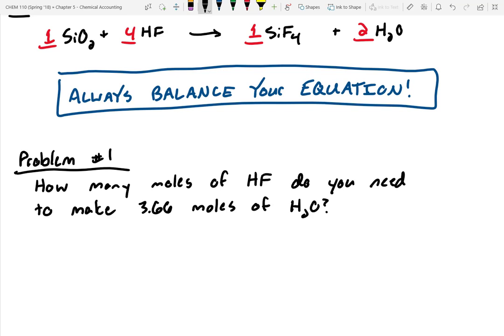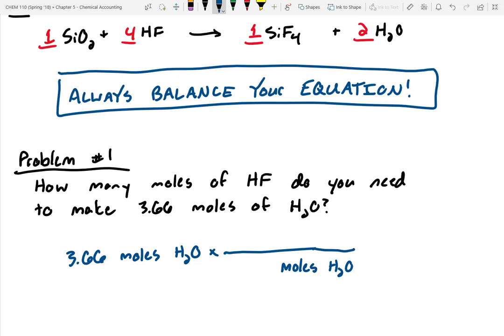So let's try to work this out. Just like with any problem, always start out with what you know and just write that down immediately. So we'd say, all right, we know we've got to make 3.66 moles of water. It's the only value we're given. We know anytime you do a conversion, your goal is to cancel out your starting units. So I'm going to put moles of water on the bottom. And our desired unit, if we reread the question, is moles of HF, right? So I would put moles of HF on the top.